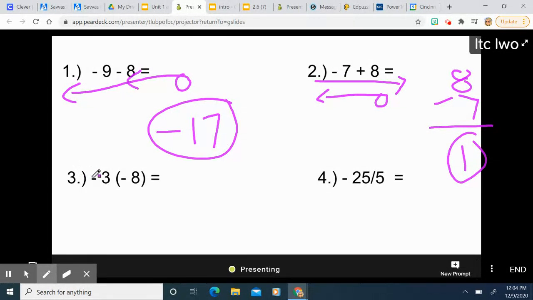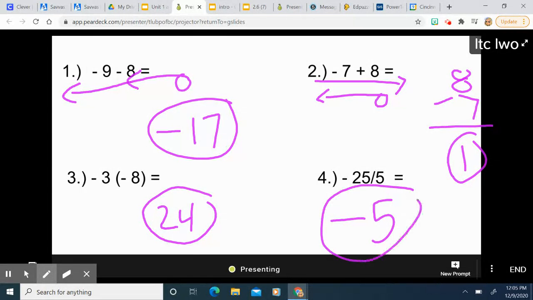On number 3, you hate to hate, which means you love, so it's going to be positive. 3 times 8 is 24. +24. And then number 4, you hate to love, a negative divided by a positive is hate. And 25 divided by 5 is 5. So you get -5. If you got all 4 of those correct, good job.